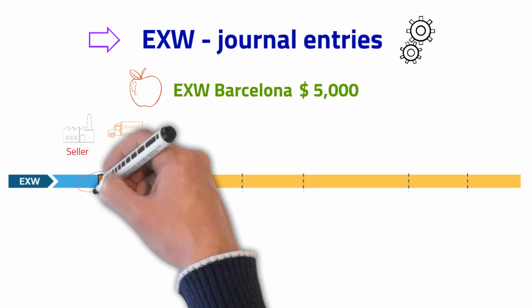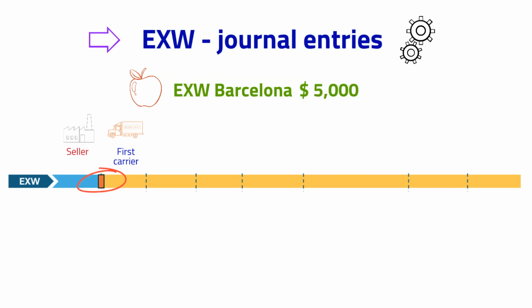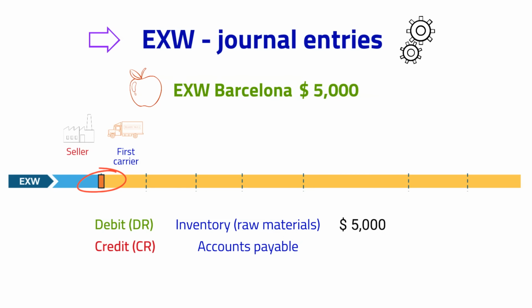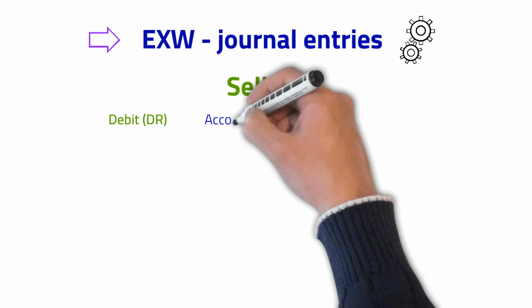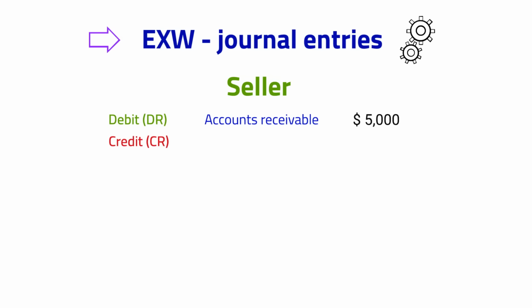Here, the risk and control transfer at the seller's gate when the pallet of apples is made available to us. What is our journal entry for the pickup of apples? Debit inventory raw materials 5,000, credit accounts payable, we will pay later, 5,000. Seller's entries at pickup will be debit accounts receivable 5,000, credit sales revenue 5,000.